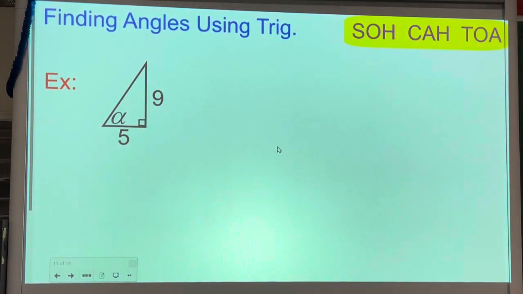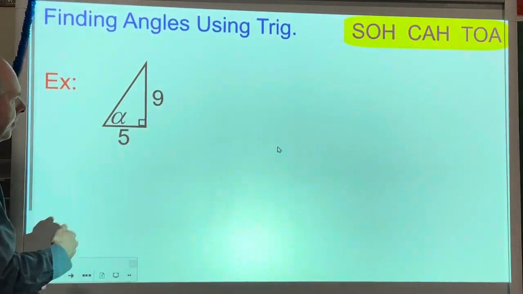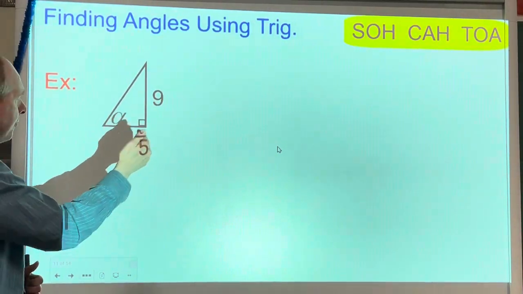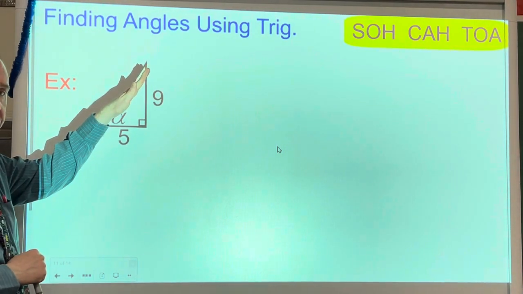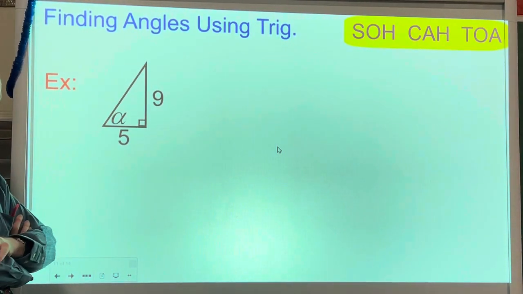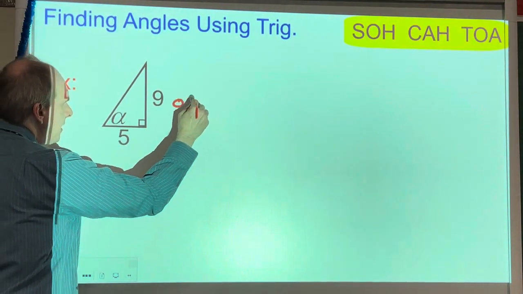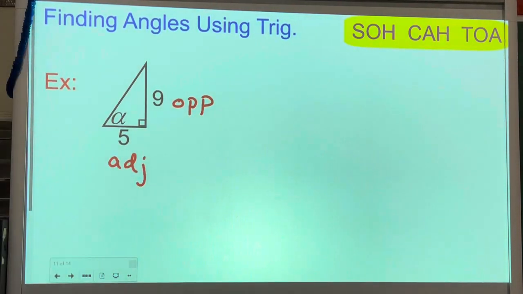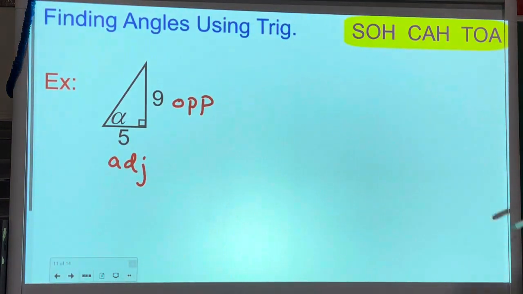Okay. Here we are, finding angles using trig. So we have an angle alpha in here. We know that this side is 9, this side is 5. And you might be thinking, oh, I have 2 sides, it's Pythagorean theorem. Yeah, that'd be great if you want to find the length of the hypotenuse, not if you're finding the angle. So, here's my angle alpha. This is opposite, this is adjacent. Which trig ratio?